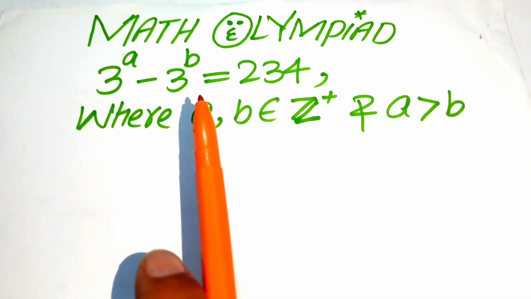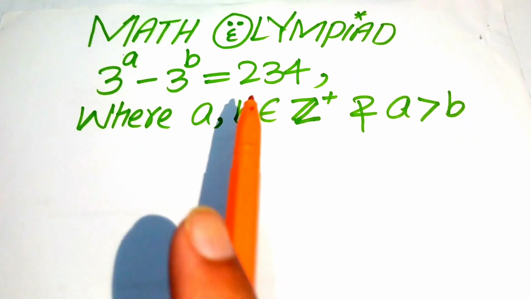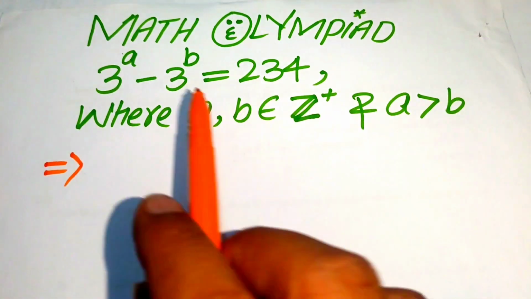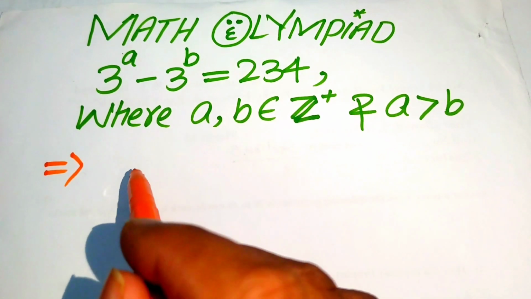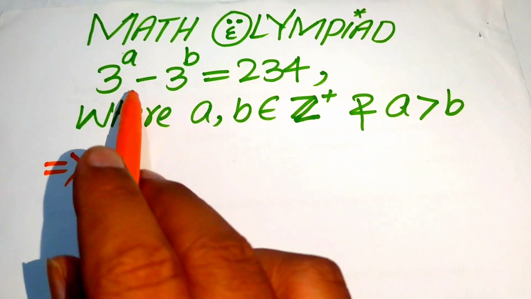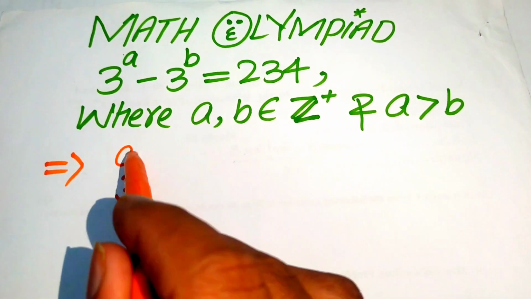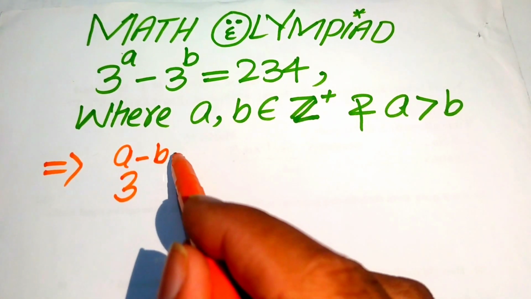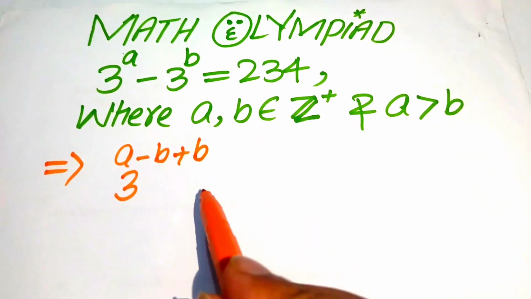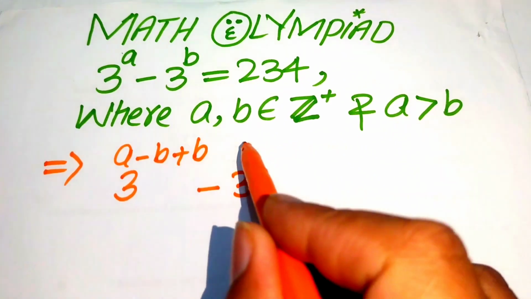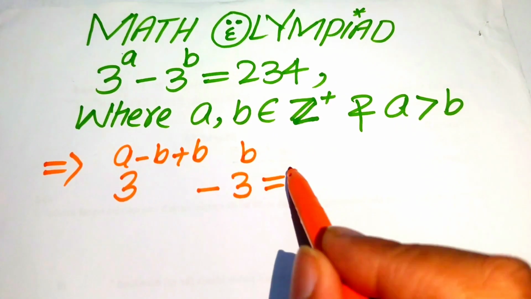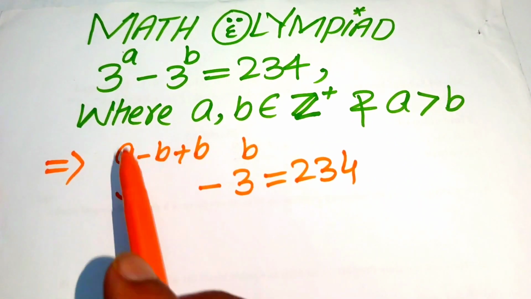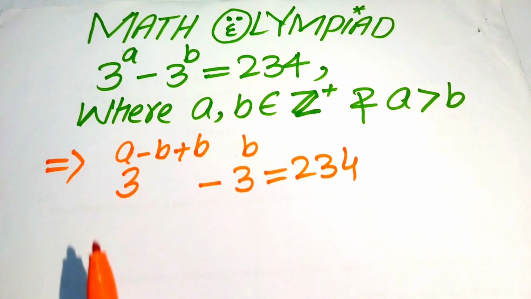First we rewrite this given equation. Because b is less than a, we add and subtract b in the first term, and it will be written as 3 to the power of a minus b plus b, minus 3 to the power of b equals 234. So here we just add and subtract b in the first term.